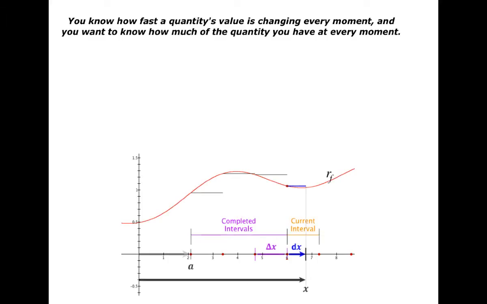Okay. So here is a generic kind of situation. We worked on this last time, right? We practiced with this terminology here. So A is the starting value where we want to start accumulating. The red graph is our exact rate function, so that's how we know how fast the quantity's value is changing. And then the black horizontal lines are our approximate rate function that we get from the exact rate. And then we know we have the completed intervals and the current interval.